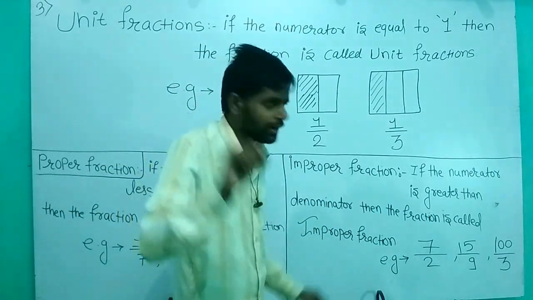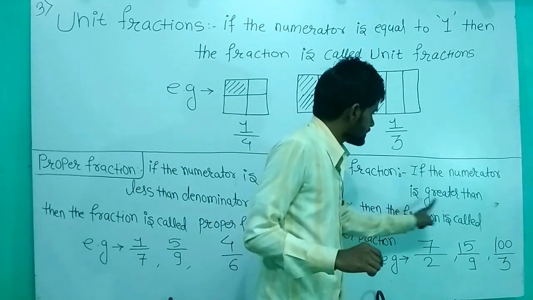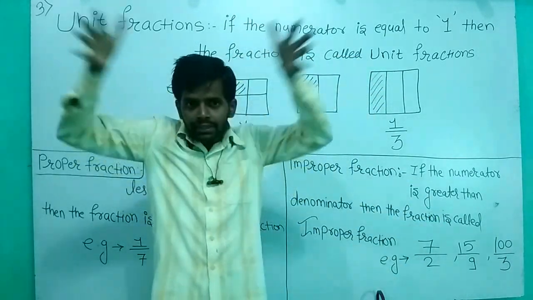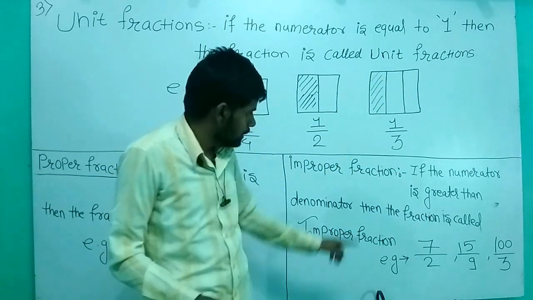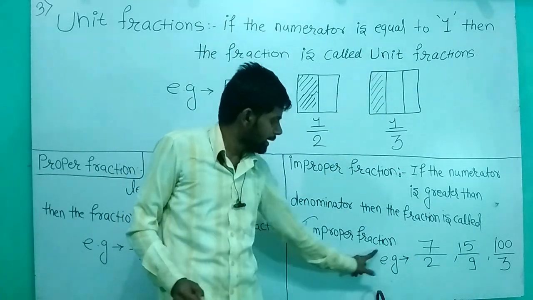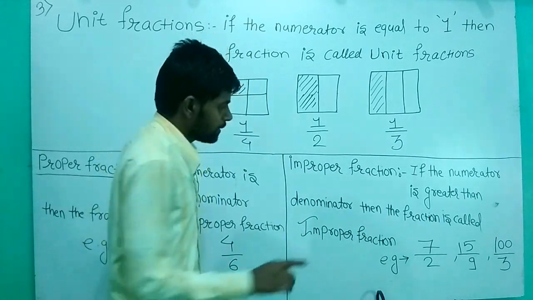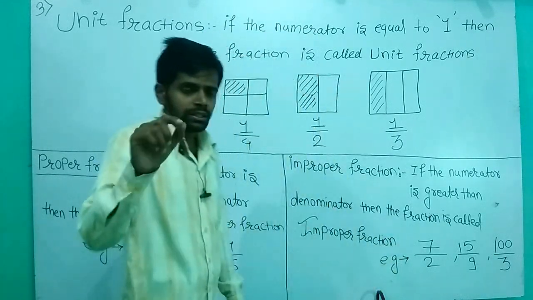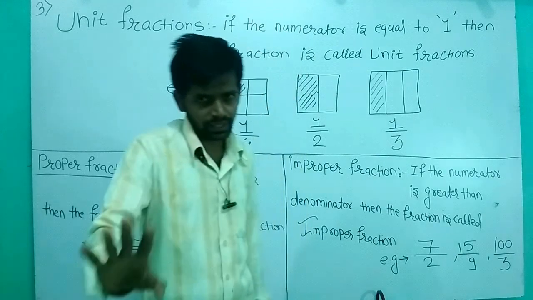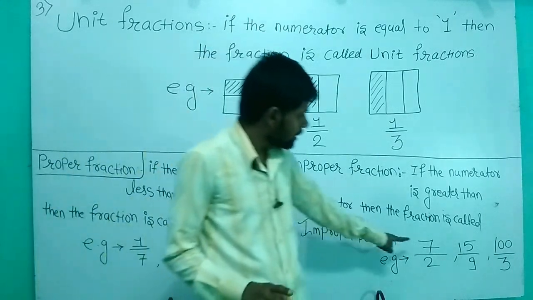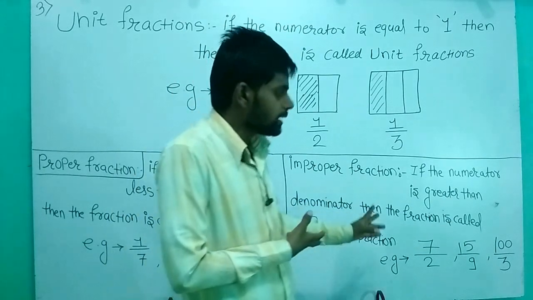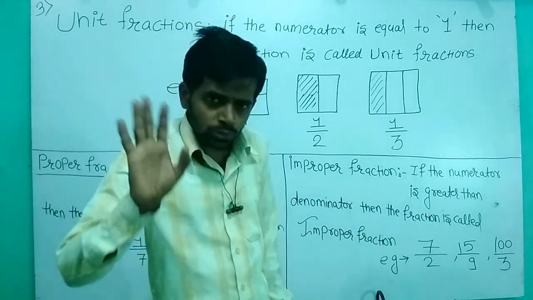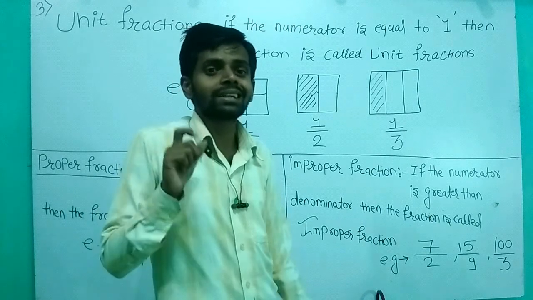Improper fraction means what? If the numerator is greater and the denominator is small, then the fraction is called an improper fraction. Like 7 by 2. Here in 7 by 2, मुझे पता है, आपके दिमाग में क्वेश्चन आ चुका है, sir how can we color 7 parts out of 2? 7 को कैसे कलर करेंगे? 2 ही पार्ट्स हैं.